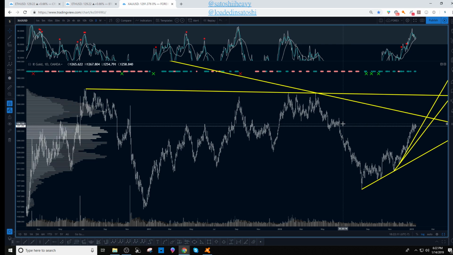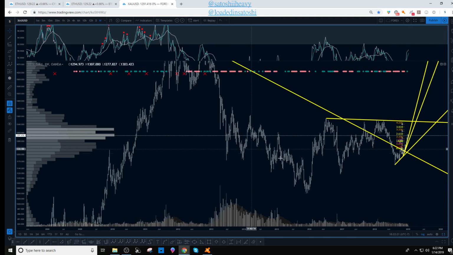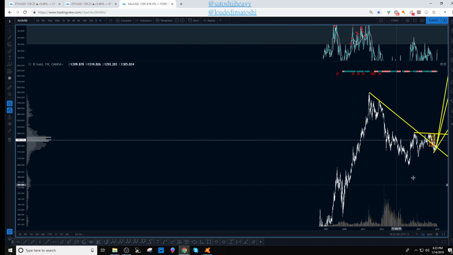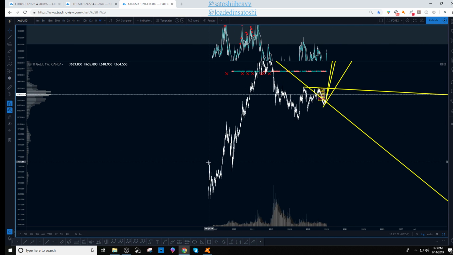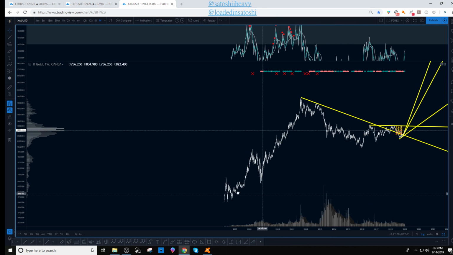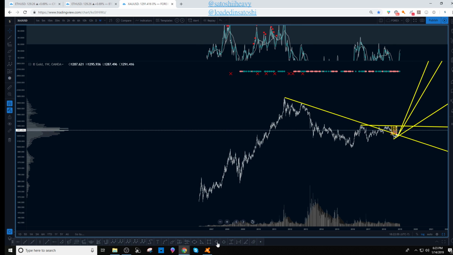So look at weekly XAU. What up, AP? Weekly XAU. So it's definitely moving in a three-wave move. Where the hell is it? Oh, there it is.